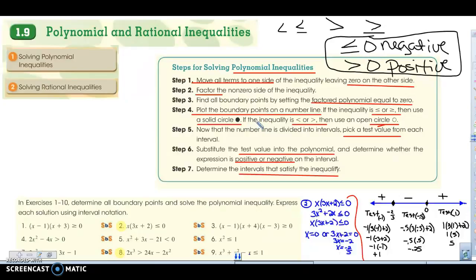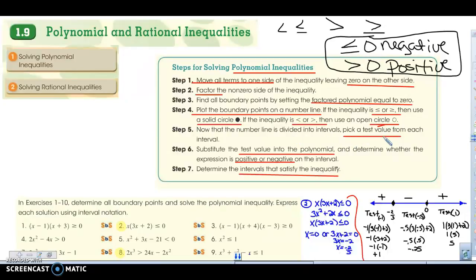We're then going to label a number line with those boundary points, those solutions that we found from step 3. We're going to label those numbers on a number line, and we're going to place a closed circle or an open circle above each number based on the inequality sign of the problem. Remember, less than or equal to, greater than or equal to means that it includes those endpoints or boundary points, so we use a closed dot or closed circle. Less than or greater than means it does not include those endpoints, and so we use an open circle over those values. Those boundary points are going to divide our number line into different intervals.